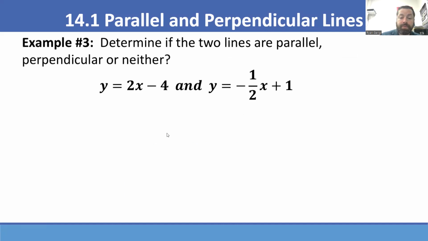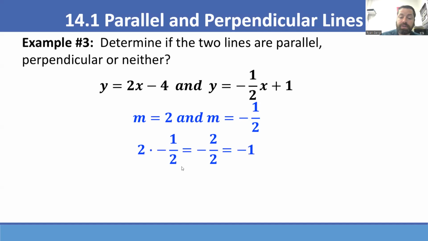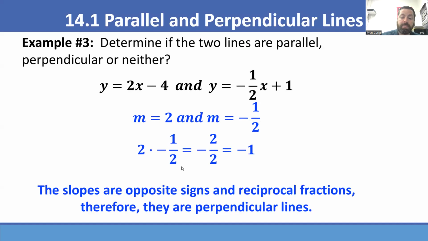Okay. So hopefully you paused this and you gave it a shot. You could graph these. Some of you could look at this and see that they're definitely not parallel because the slopes are different. Or you could do what I just showed you on the previous example and multiply these two together. And you see, you get -2/2, which is -1. These lines are perpendicular.